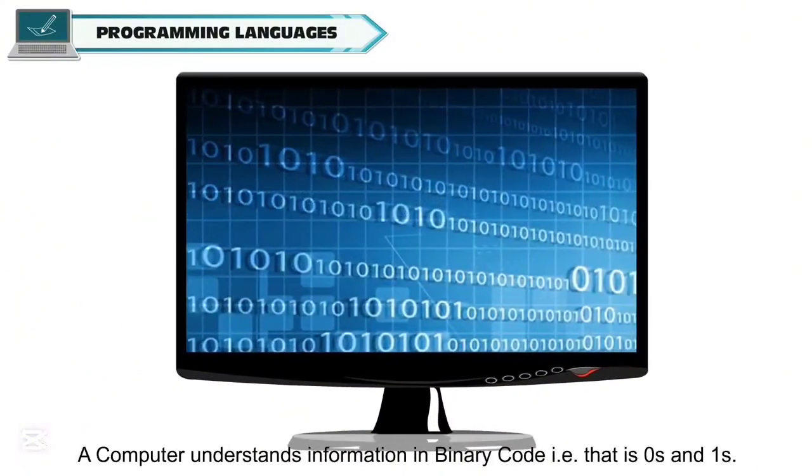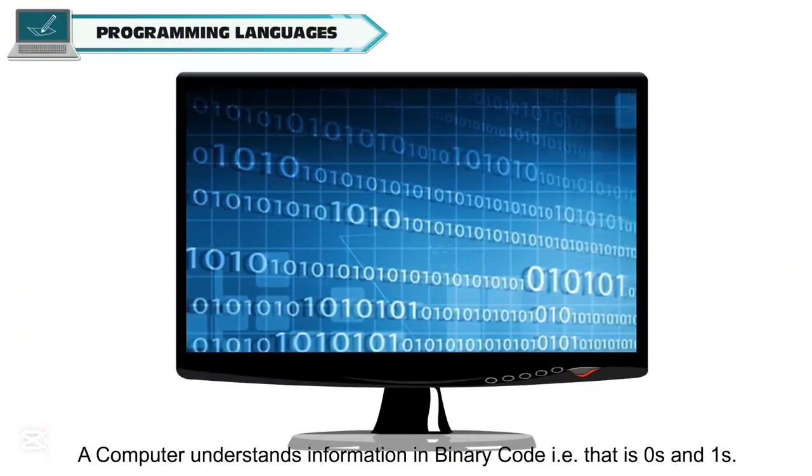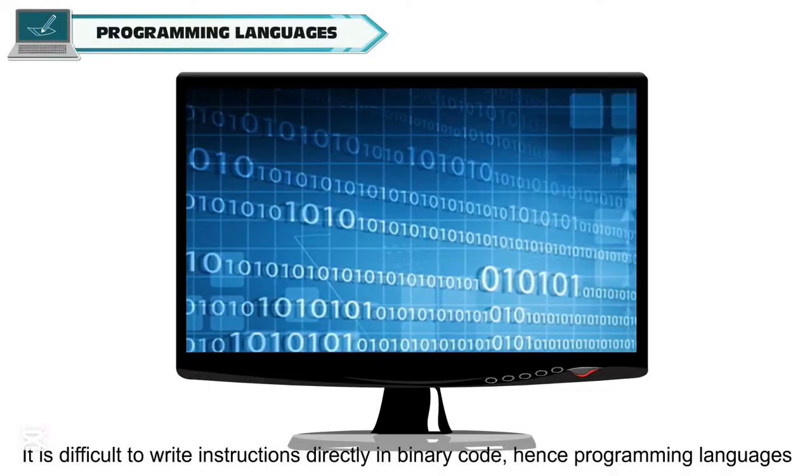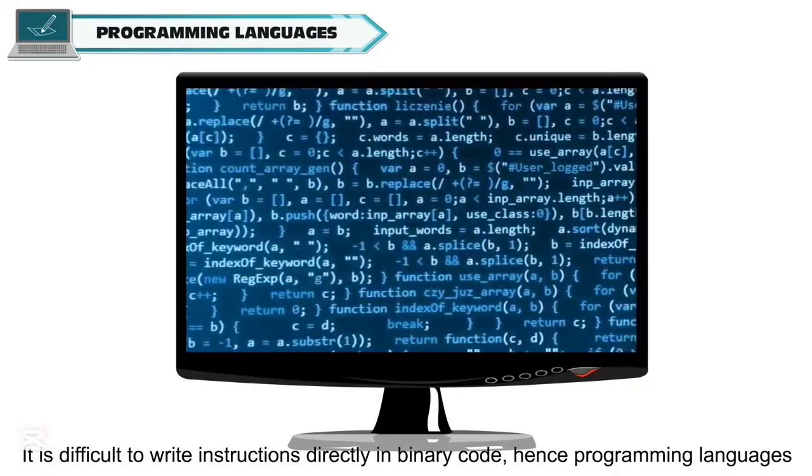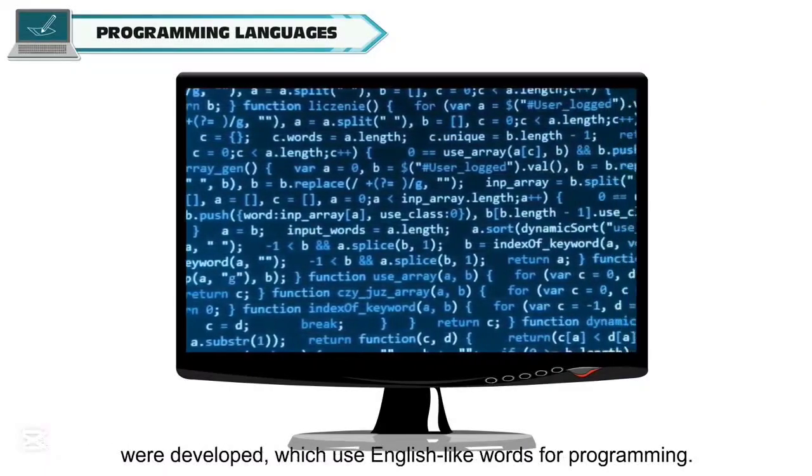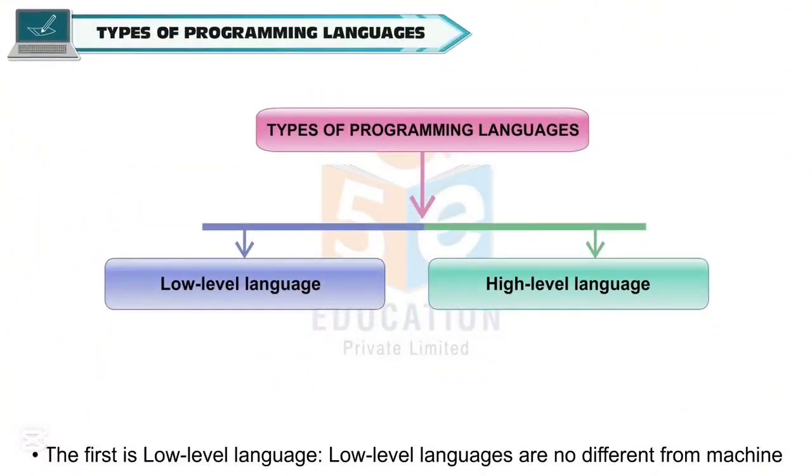A computer understands information in binary code, that is, zeros and ones. It is difficult to write instructions directly in binary code, hence programming languages were developed, which use English-like words for programming. There are two types of programming languages.